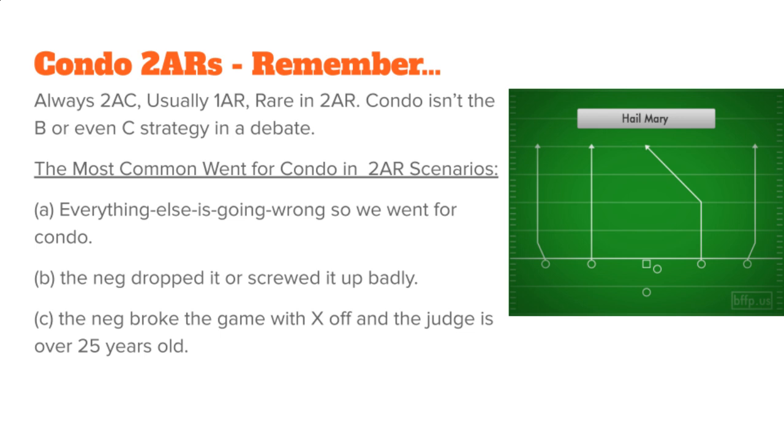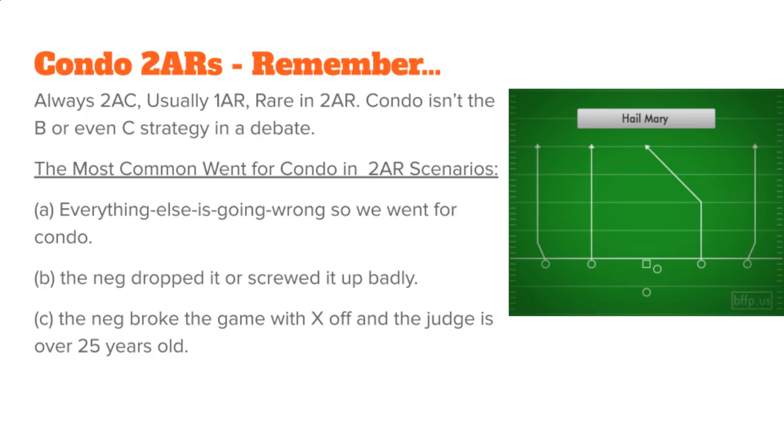Now, usually there's three ways in which condo is ever going to happen in the 2AR that are acceptable post-round to come to me and say, I went for condo. Either A, everything else was going wrong, or something else went super wrong, and we had to go for condo. Okay? That happens, acceptable, win for condo. Maybe you lost, but sometimes a 10% win percentage is better than a 0% win percentage, and you take your shot. The story is not go for condo. The story is win those other positions, but condo is an acceptable backup option, the Hail Mary, so to speak.